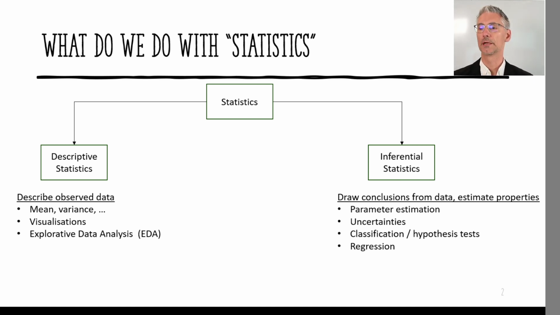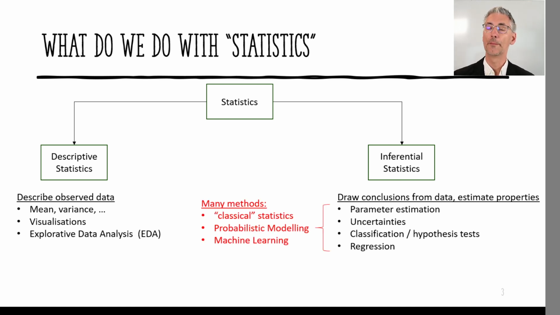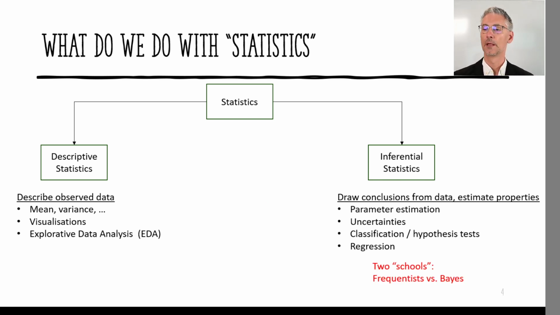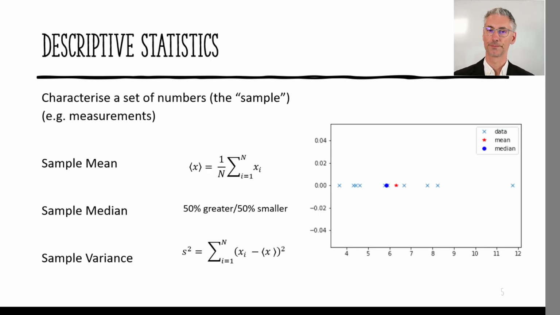Inferential statistics, on the other hand, is meant to draw conclusions from data or estimate properties. So for example, these are topics around parameter estimation, uncertainty evaluation or classification or hypothesis test, regression and so on. There are many classical methods in inferential statistics. We can also do probabilistic modeling and more recently machine learning. There are two schools in statistics that we briefly touch upon. These are the frequentist and the Bayes approach.